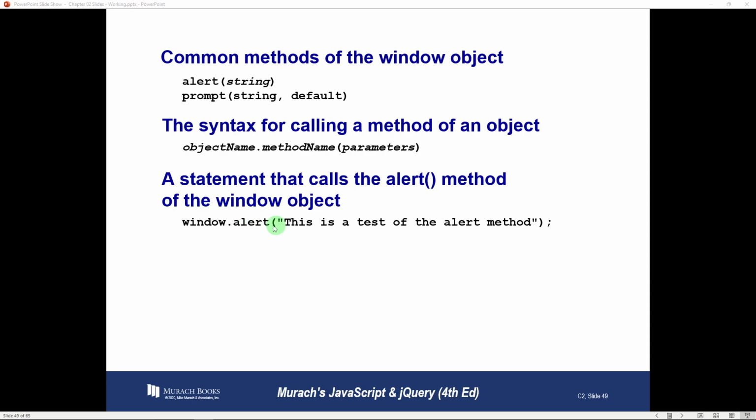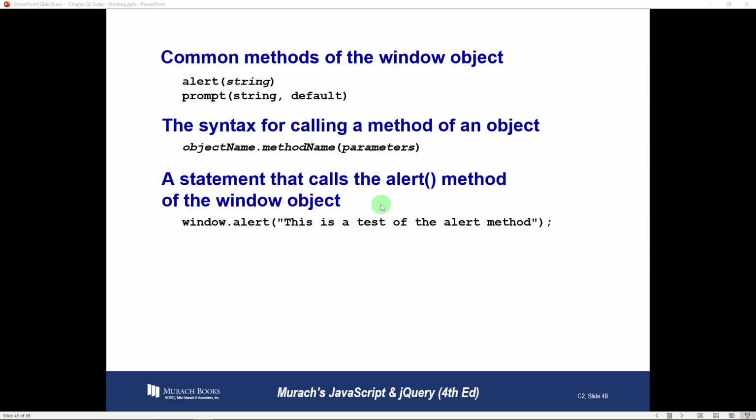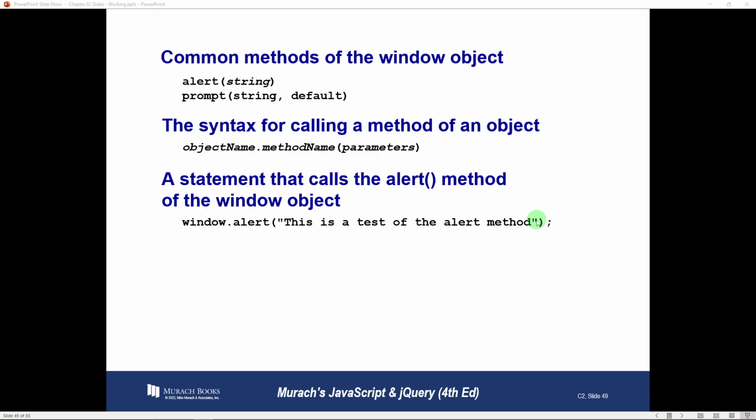So what does this do? When we call window.alert and give it this string, it prints out a box very similar to this that just says this is a test of the alert method, and it has an OK button. Apparently, they decided not to include that in the slide. But now let's look at prompt, because it's very similar, except it requires that we give it a string and then another value that says default. Let's take a look.